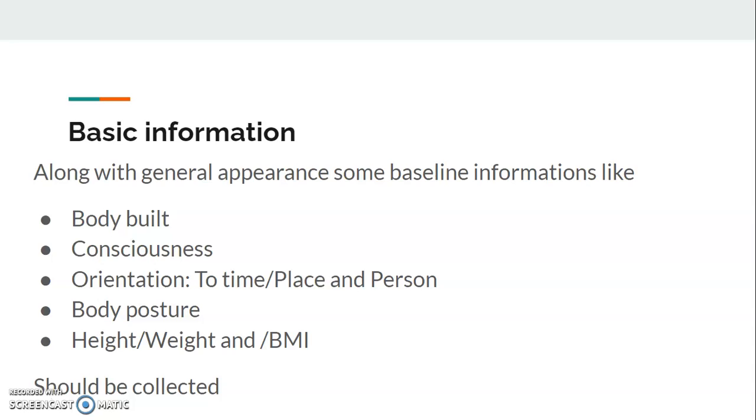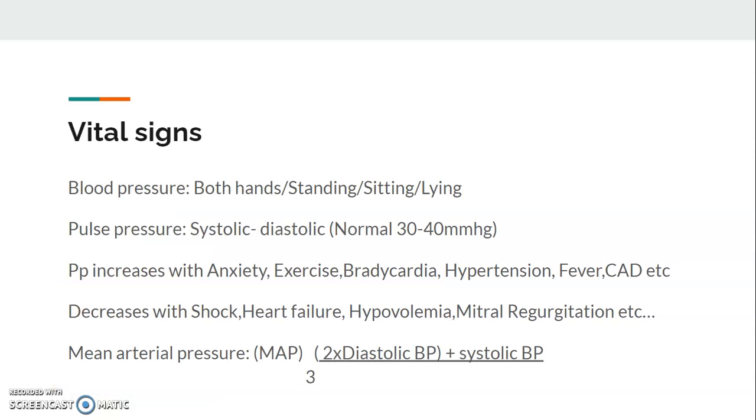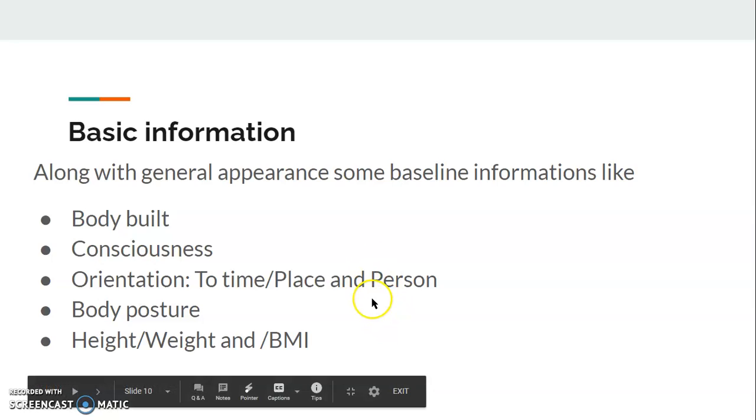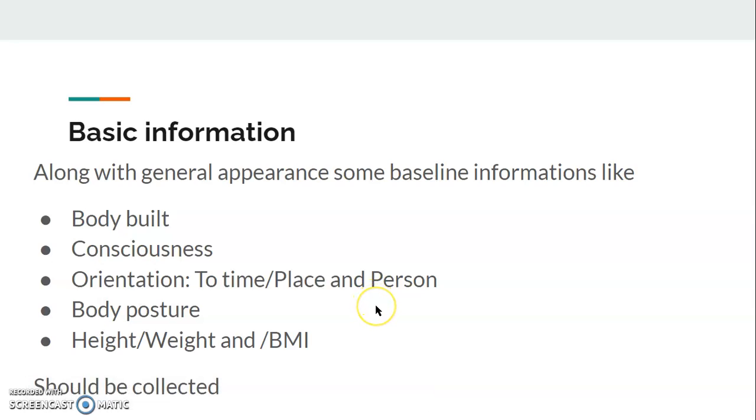Basic information. Here I am discussing the cardiac assessment head to toe. You can do it like inspection, palpation, percussion and auscultation also. Here I am discussing the physical examination or cardiac assessment in a head to toe manner. Basic information includes general appearance of the patient like body build, consciousness, orientation. When you ask the patient a question, you can ask something related to time, place and person.